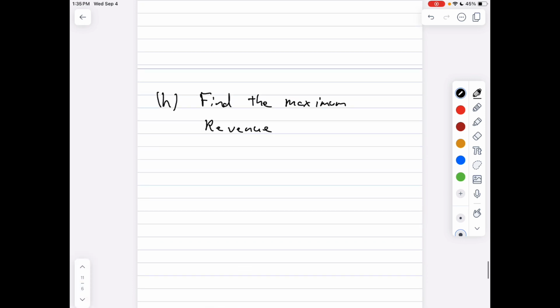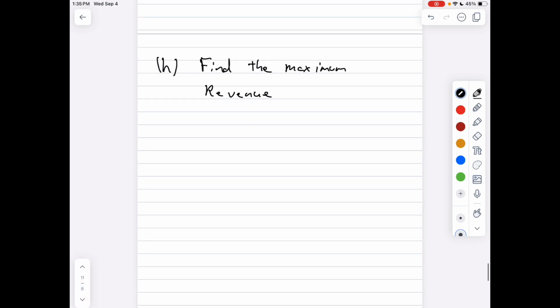Okay. And then finally the maximum revenue. So for the maximum revenue, this kind of goes back to what we learned with applied minimums and maximums. And I understand some people might not have gotten to that yet. And when you get to that, you can always check back on this if you want to make sure you have the right idea, which is as follows.